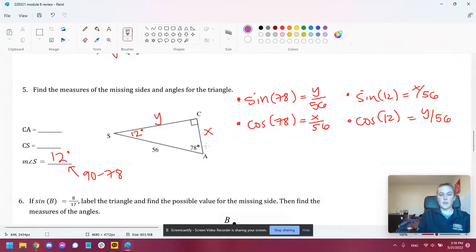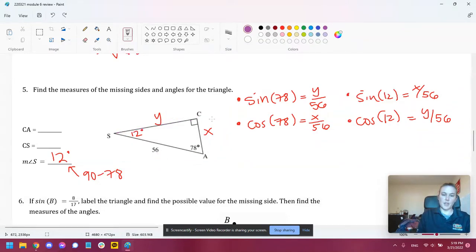What I'm thinking is, when I'm looking at A, 56 is my hypotenuse. Y is my opposite, and X is my adjacent. Because adjacent means next to, and this is right next to 78. And opposite means across from, and this side doesn't touch this angle at all. So sine is opposite over hypotenuse, so Y over 56, and cosine is adjacent over hypotenuse, so X over 56.